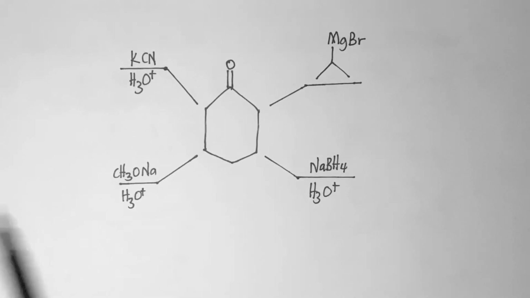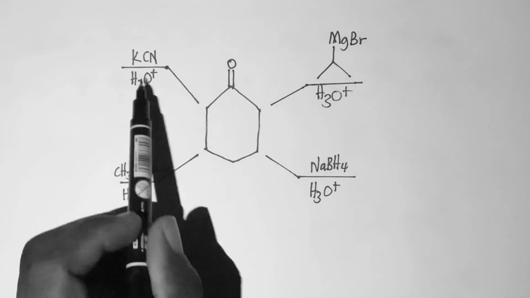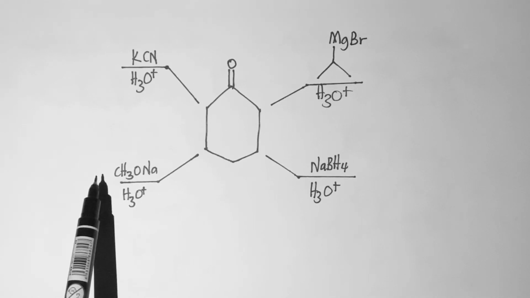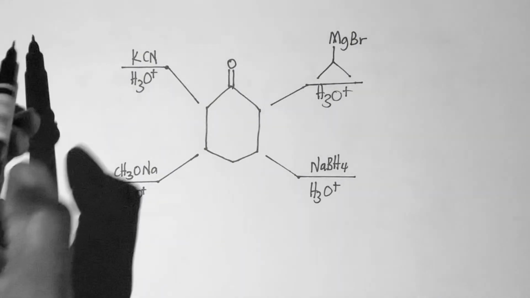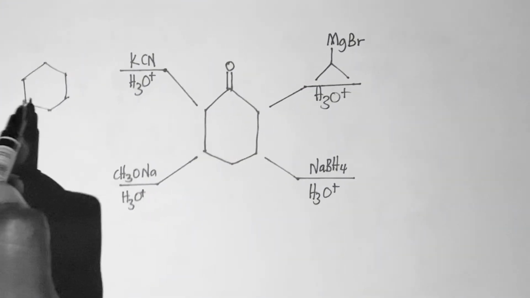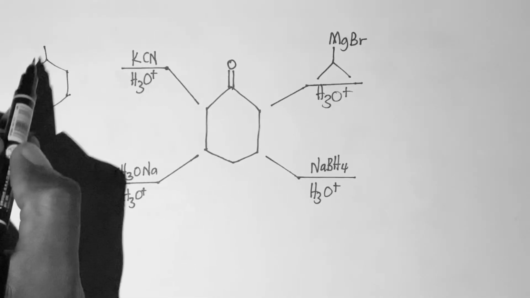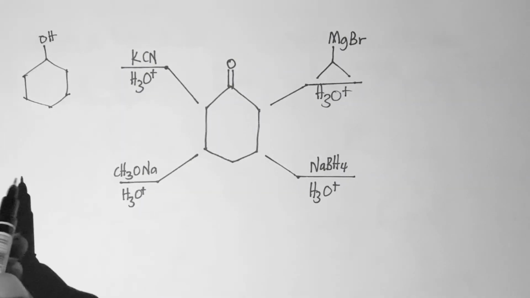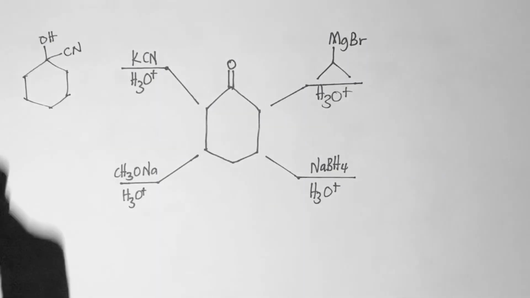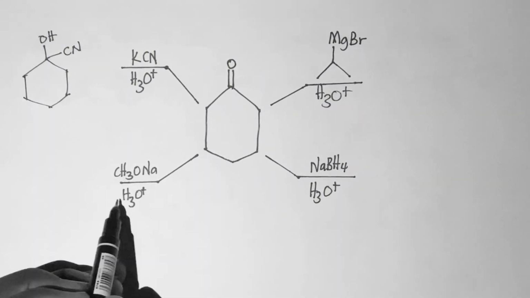We have a cyclohexanone. The first part is KCN in H3O plus. So you see that this is addition of the cyanide ion. So we are just going to draw back our cyclohexane, but we know that at the carbon bearing the double bond, we will form an OH, and then we will add the nucleophile, and the nucleophile in this case is the cyanide. So this is what we are going to form in this part.